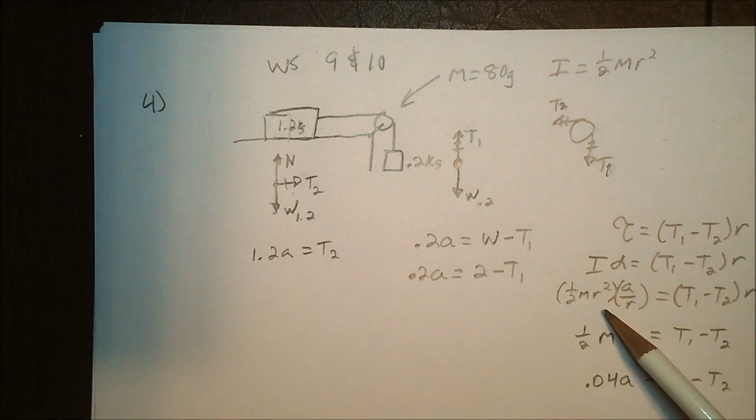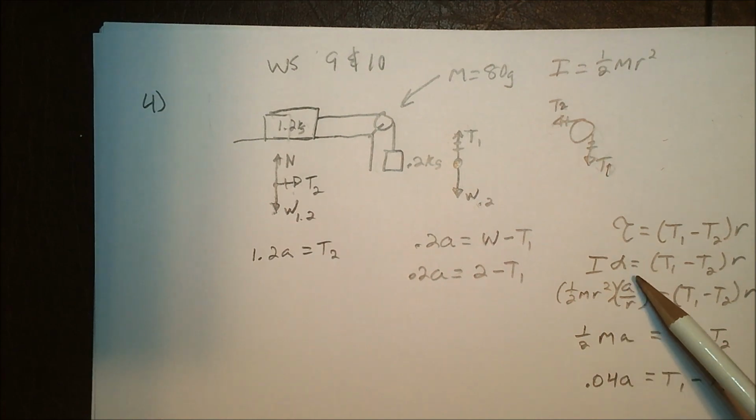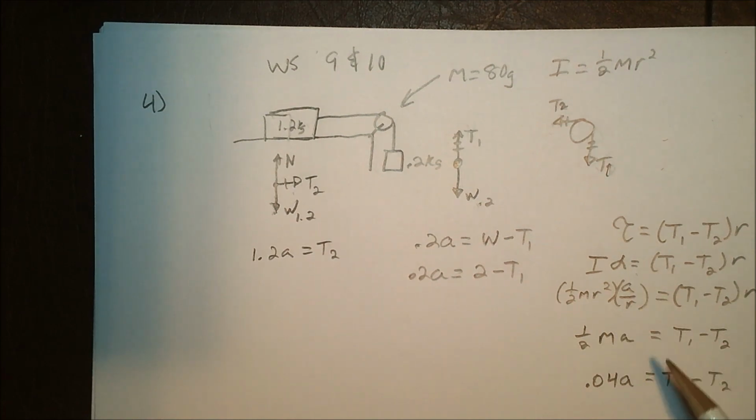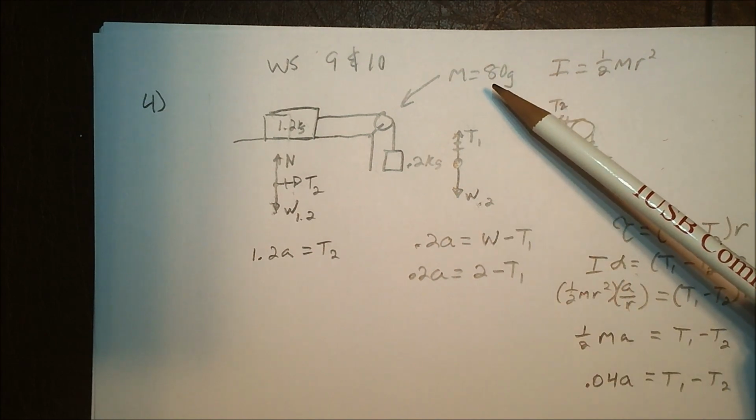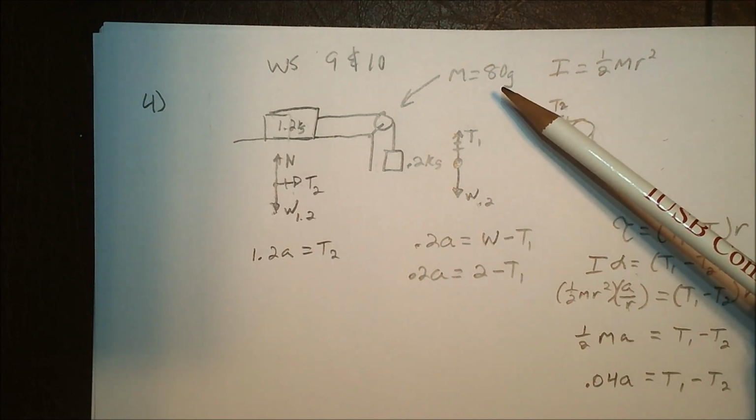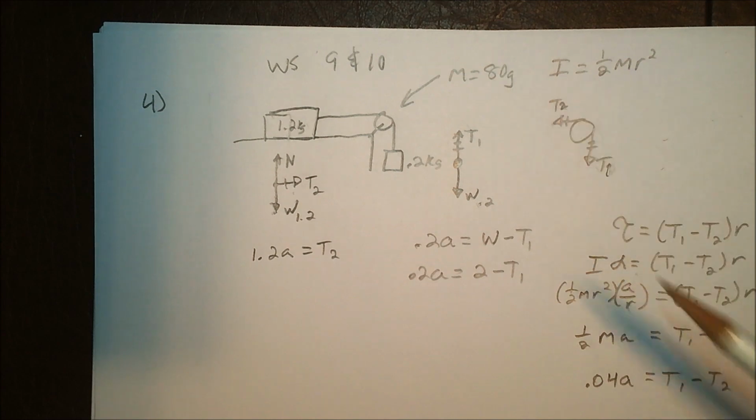It's 1/2 mr squared. Alpha is A over r. Then I can simplify. The r cancels a square. There's still one more r here and that r. They cancel. And so I'm left with 1/2 ma equals T1 minus T2. The mass of the pulley was 80 grams, so half of 80 grams is 40 grams, so that would be 0.04 A equals T1 minus T2.